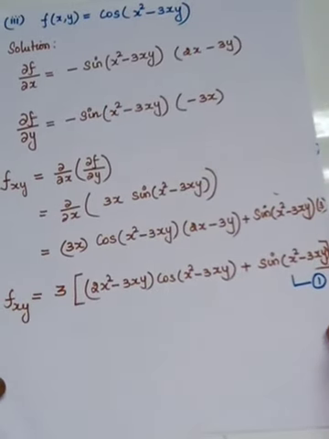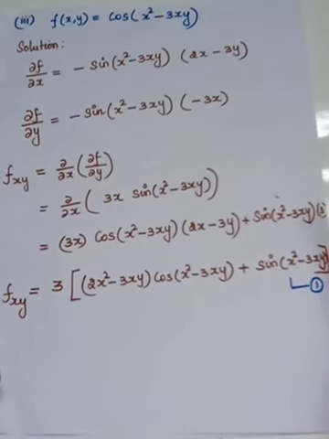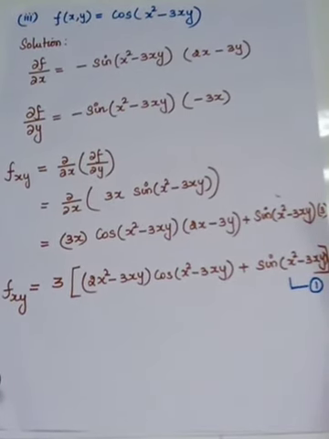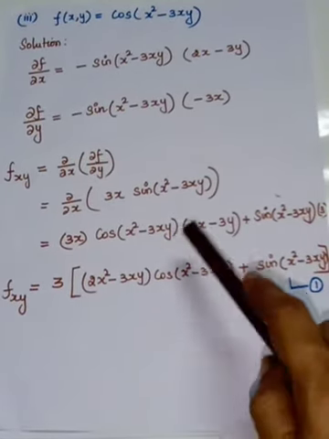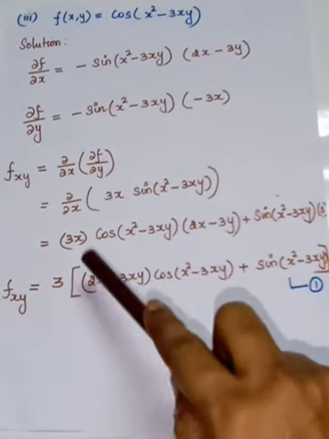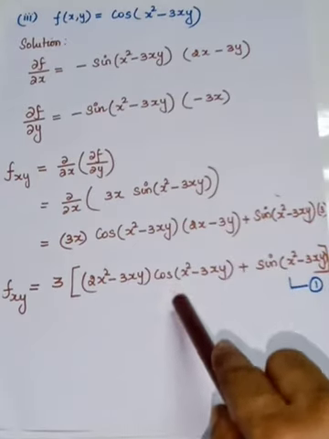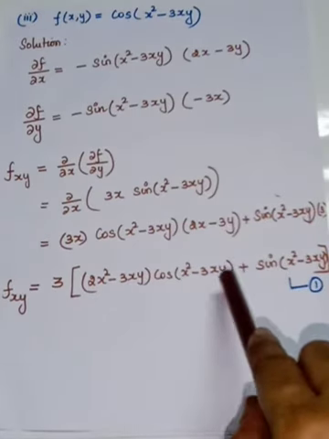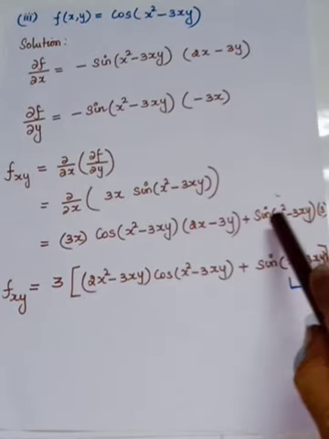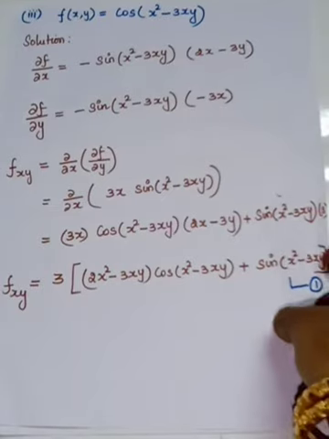So from the two terms, what is common? This 3 is common. 3 is taken out. The remaining is what? x into 2x is 2x squared. x into minus 3y is minus 3xy, into cos of x squared minus 3xy, plus this 3 is taken out, and the remaining is sine of x squared minus 3xy. So the first term I have completed.